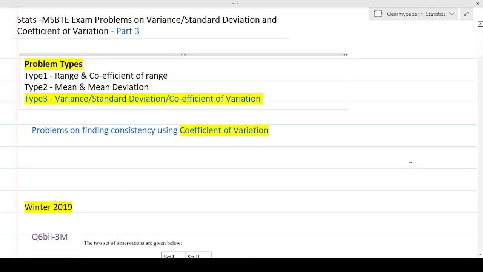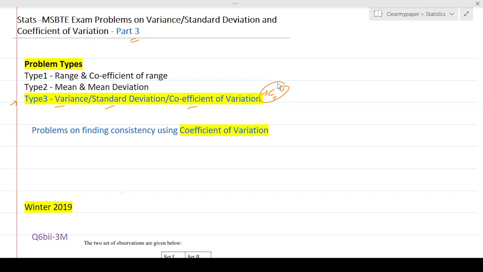So let's talk about the next variation in part 3. This is a continuation video and we are talking about the type 3 problems for variance, standard deviation and CV, coefficient of variation. And I've already covered 2 episodes prior to that. Please check out that before you watch this episode.